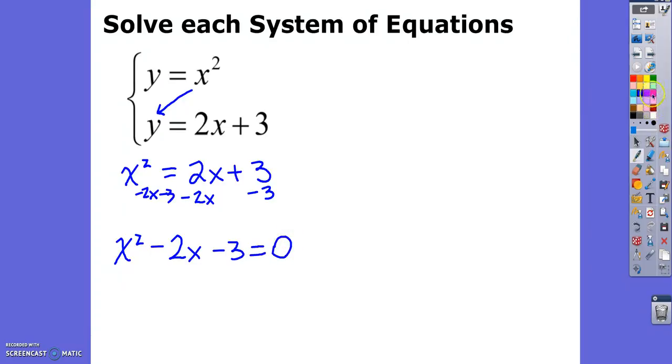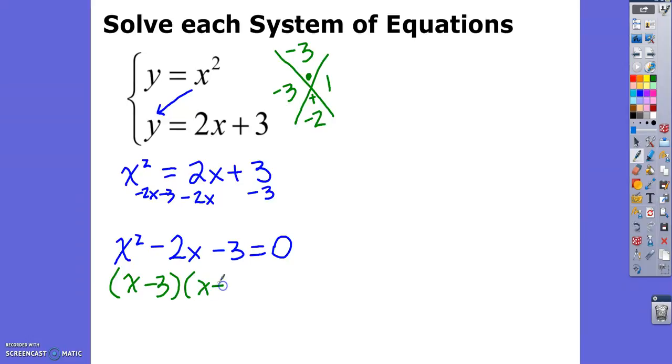So what we hope is that it's factorable. I'm going to go ahead and try to factor it. We've got negative 3 and negative 2. And so the two numbers that multiply to make negative 3 but add to make negative 2 are negative 3 and positive 1, so it is factorable. And I've got x minus 3 times x plus 1 equals 0.